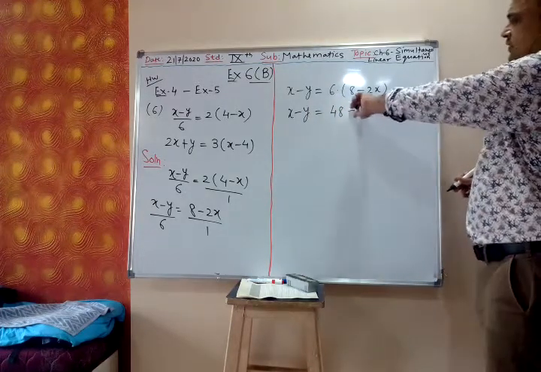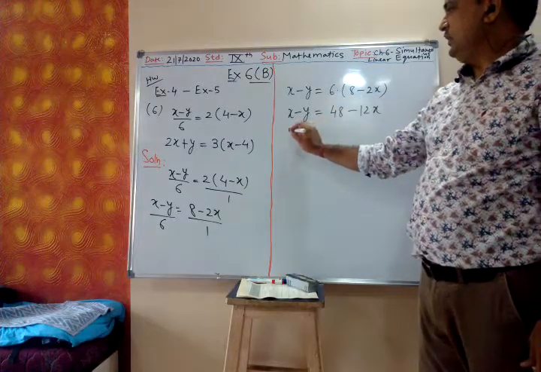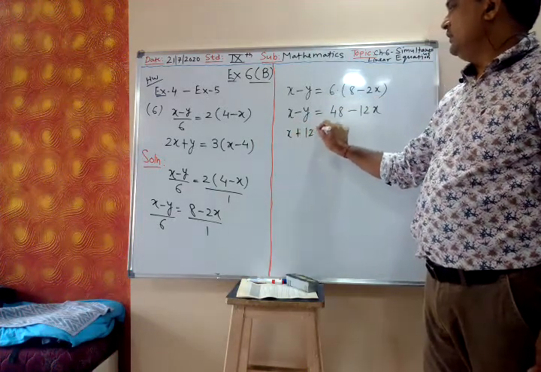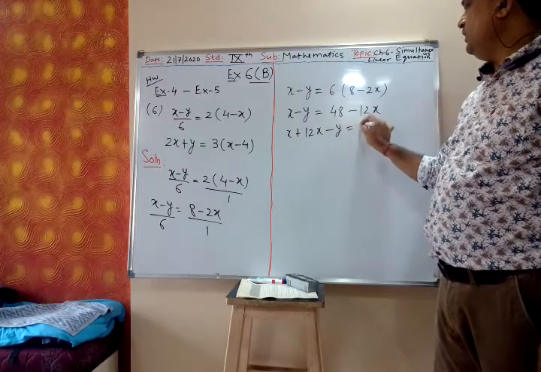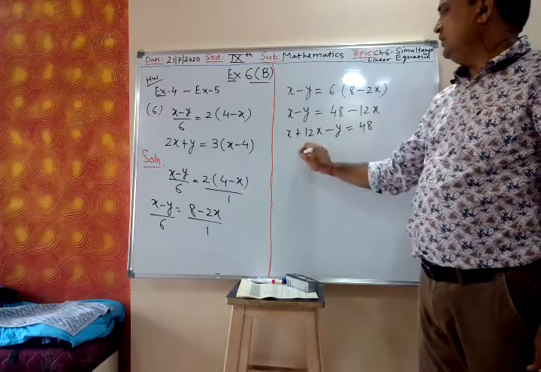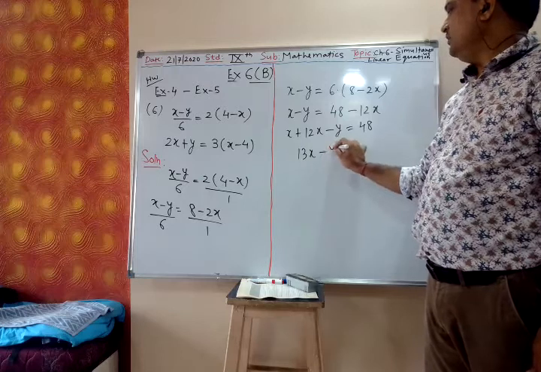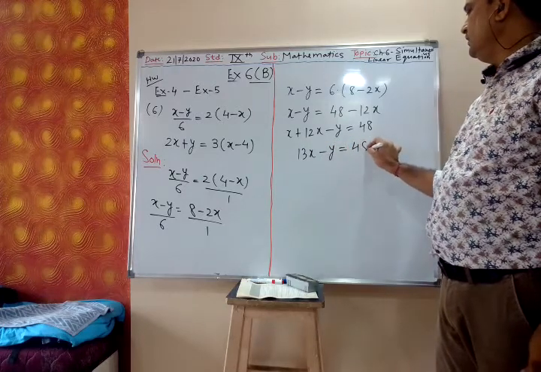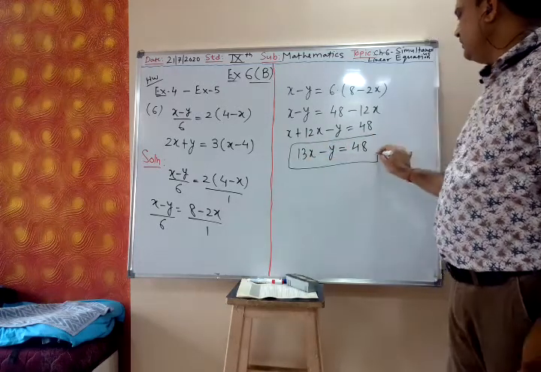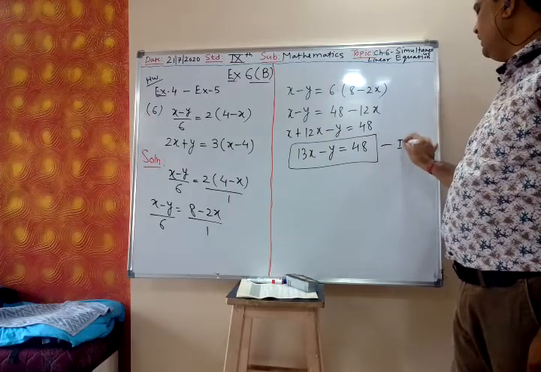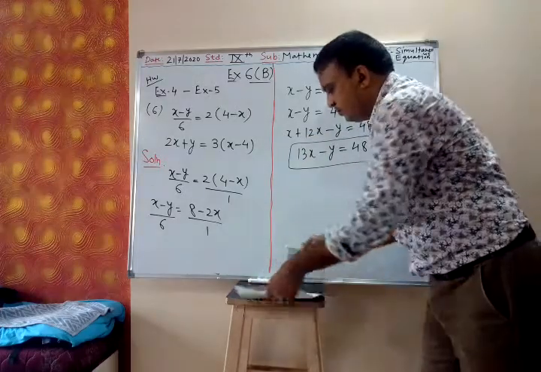Now this 12x I will take on the other side. So x plus 12x minus y is equal to 48. So you will get 13x minus y is equal to 48, and this is my equation number 1. So first we have to write equations 1 and 2.